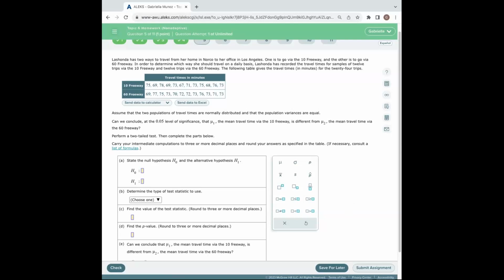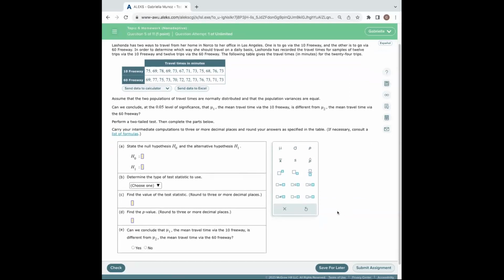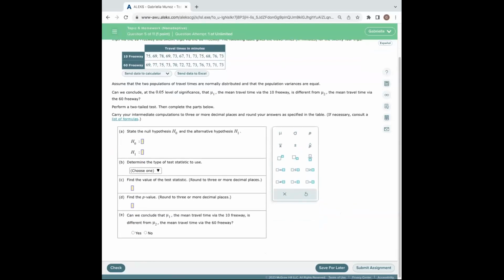So the populations and the population variances are equal. The difference between this problem and the others is that you have to calculate the mean and the standard deviation, which is more work. That's why it says send data to calculator, send data to Excel, because no one does this by hand. I mean, it's just horrible. Could you scroll down a little bit so I can get A through E, or if there's another one? That's it. Okay.